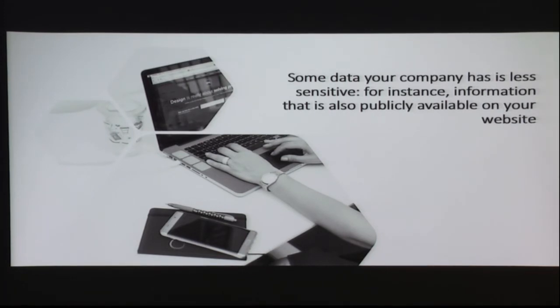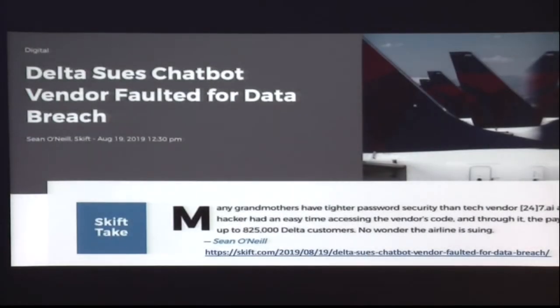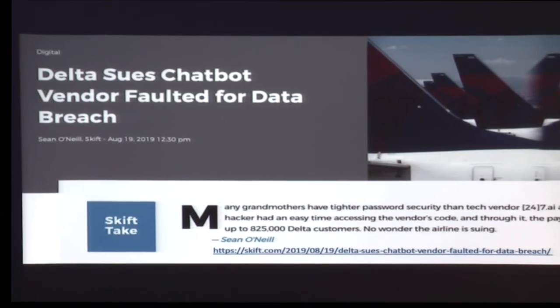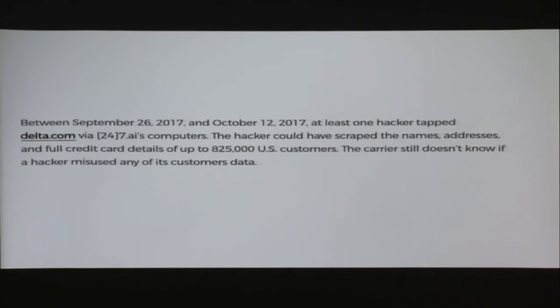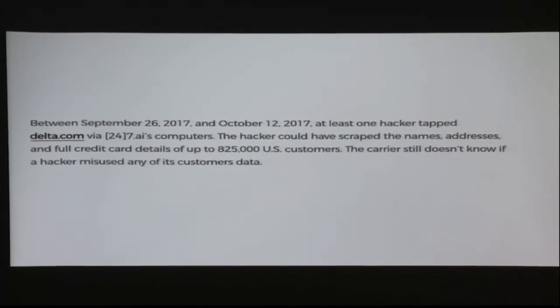So why do I need to evaluate security of that? It's because they're essentially going to be getting the ability to speak on our behalf. So this is a somewhat recent data breach where, again, we're not necessarily talking about the vendor. We're talking about Delta, because it was a vendor that ran a chatbot on Delta's website. Also, I read this: the carrier still doesn't know if a hacker misused any of its customers' data. I'm like, wow, you've got great monitoring and detection there. You have no idea whatsoever. That kind of jumps out at me.